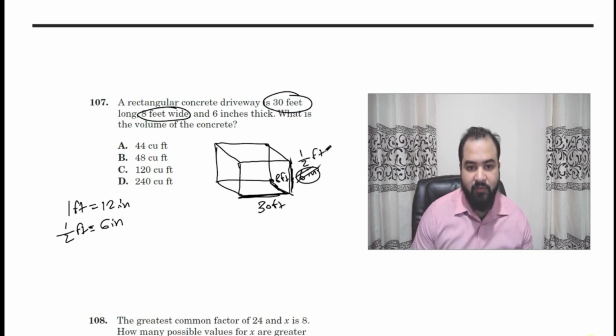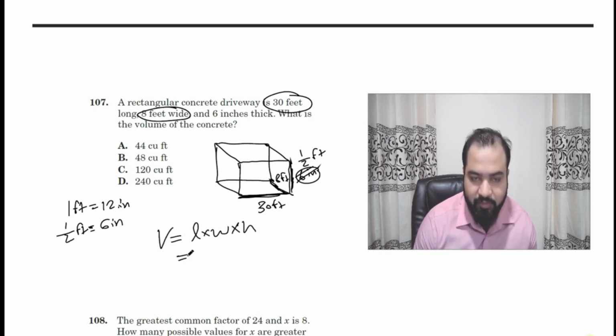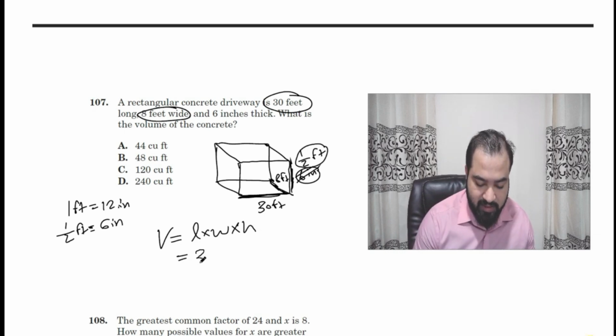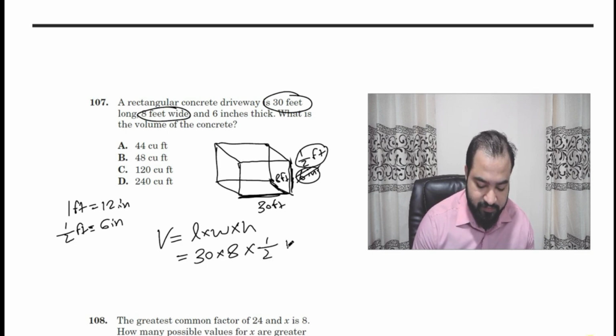Now they said, what is the volume of this rectangular prism? Now we know that the volume of a rectangular prism is equal to length times width times the height. But it's very important that they're in the same unit, which we already took care of. So the length is 30 feet, width was 8 feet, and the height is what? 6 inches? No, we converted it into what? Half a foot.